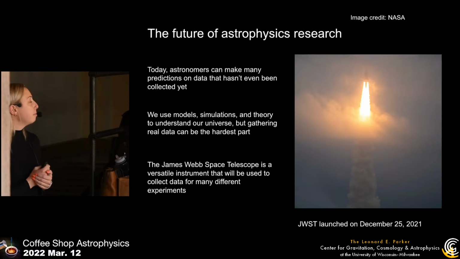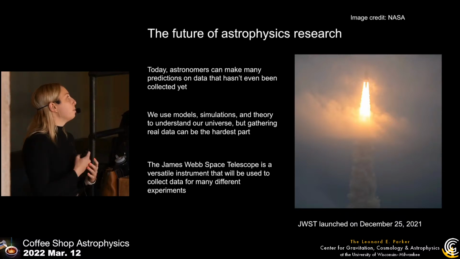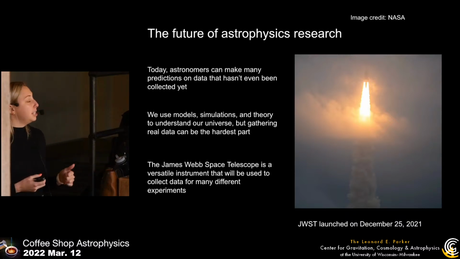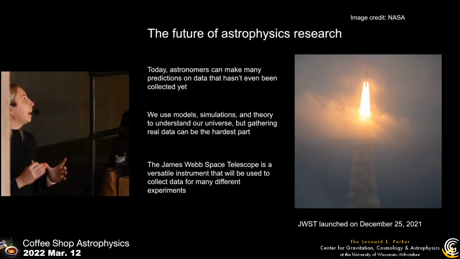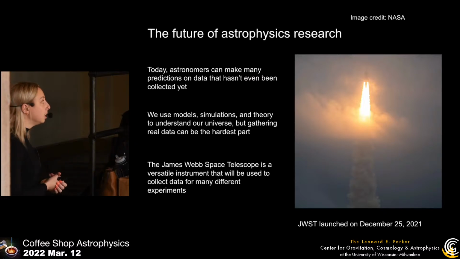Today, astronomers can make many predictions on data that hasn't been collected yet. So we use models, simulations, and theory to understand our universe. We think we have a pretty good understanding so far, but gathering real data is extremely hard, like Alex talked about earlier. One exciting advancement in technology is the James Webb Space Telescope, which just launched last December. And it's a versatile instrument that will be used to collect data for many different experiments that are all set up and just waiting for that data, basically.